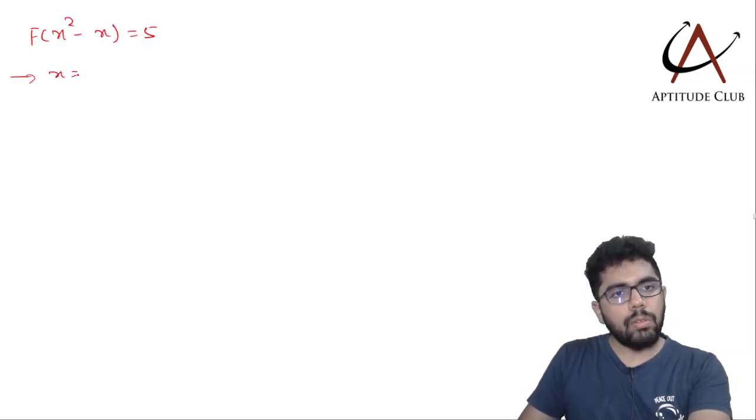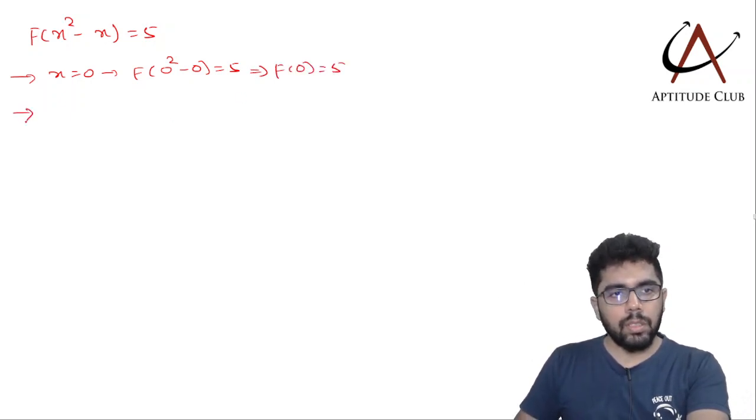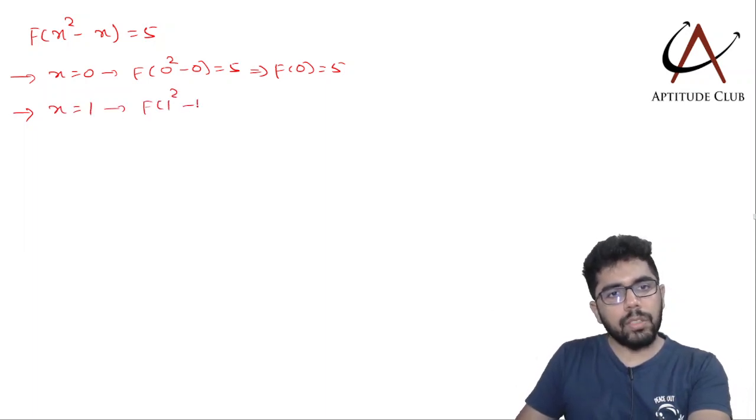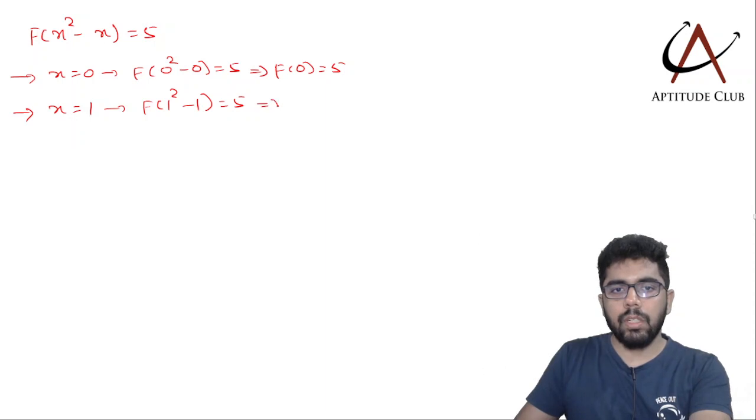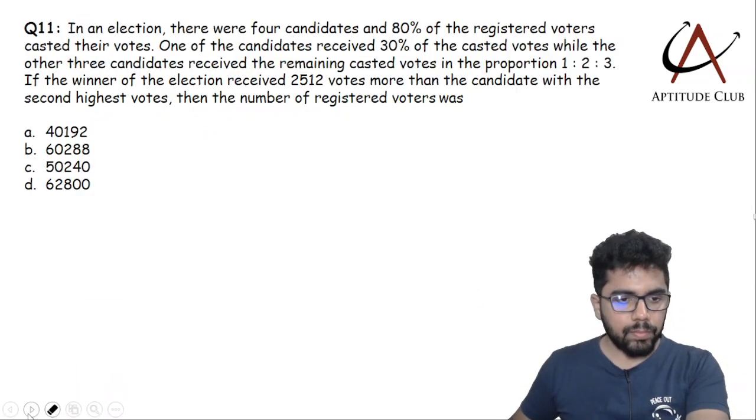Now putting x is equal to 0 here, I'll get f of 0 square minus 0 is equal to 5. That gives me f of 0 is equal to 5. Similarly, if I put x is equal to 1 here, f of 1 square minus 1 is equal to 5, which gives me f of 1 is also 5. Sorry, f of 1 square minus 1 is f of 0 again.